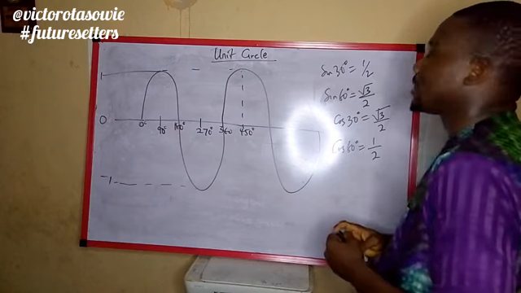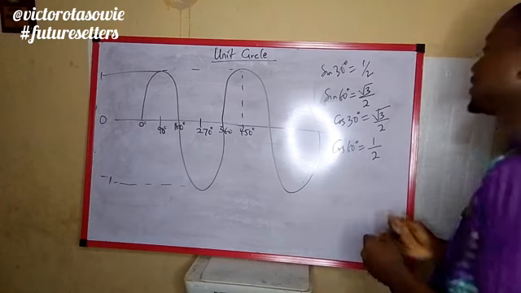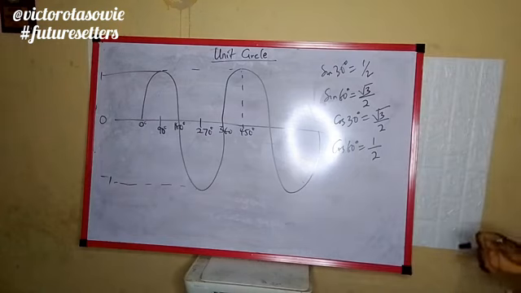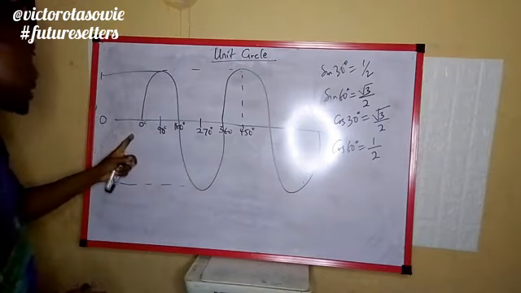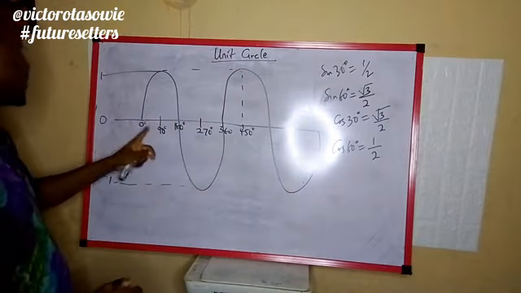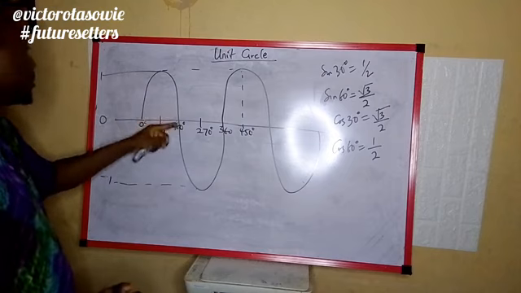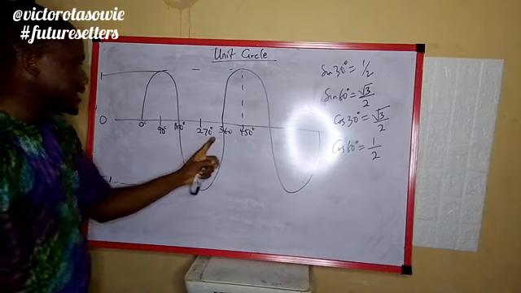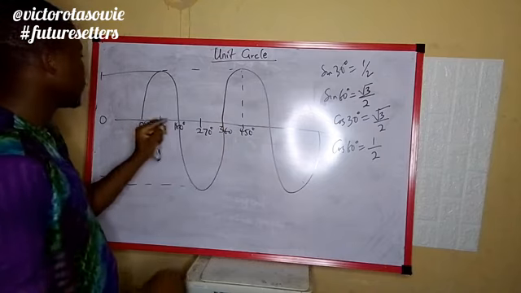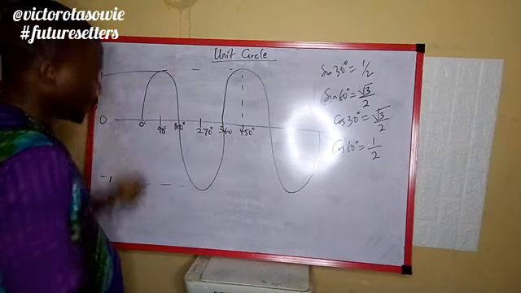So like I said, we have sine 30, which is 1 over 2, sine 60, which is root 3 over 2, cos 30, which is root 3 over 2, and cos 60, which is 1 over 2. Then we said sine 0 is 0, sine 90 is 1, sine 180 is 0, sine 270 is minus 1, sine 360 is 0, sine 450 is 1.